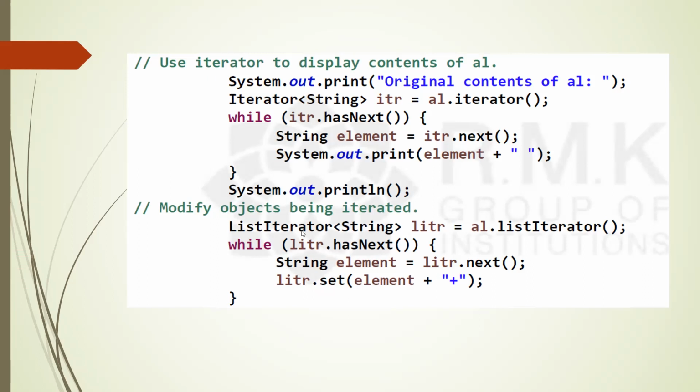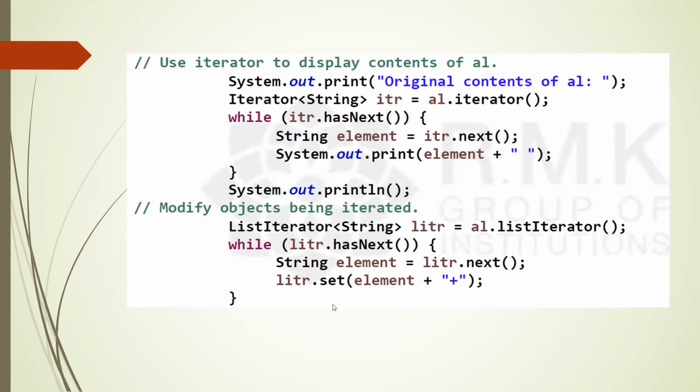Again, we are using the ListIterator class with string generic data type, and here we are using an object LITR. It is for list iteration, so we are calling AL.listIterator. Again, the list iterator will check whether any element is present in the list, so it uses litr.hasNext. If it is true, the while loop will execute. The first element will be received with the help of litr.next, and it will be stored in element.